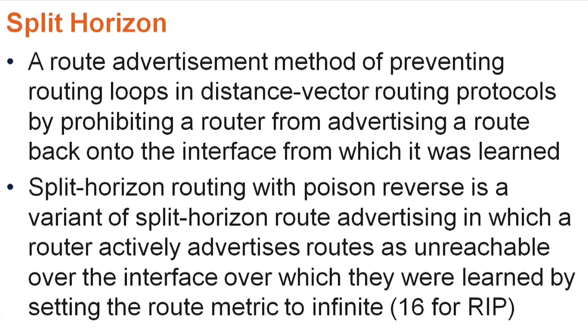prohibiting a router from advertising a route back onto the interface from which it was learned. So split horizon routing with poison reverse is a variant of split horizon route advertising in which a router actively advertises routes as unreachable. Instead of just preventing them, it actually advertises them as unreachable over the interface over which they were learned by setting the route metric to infinite. So 16 for RIP.